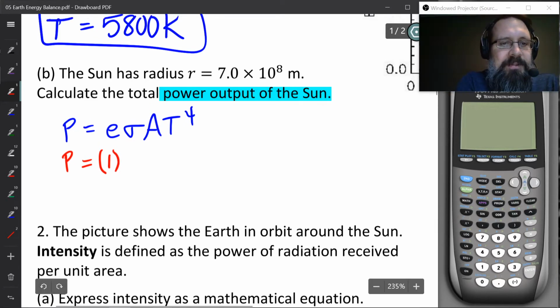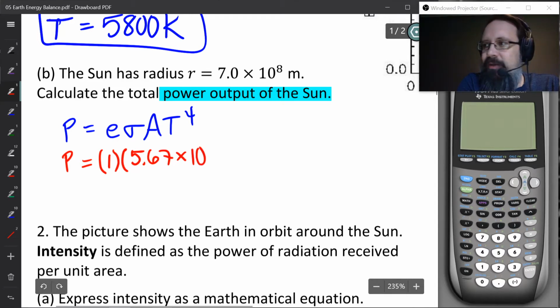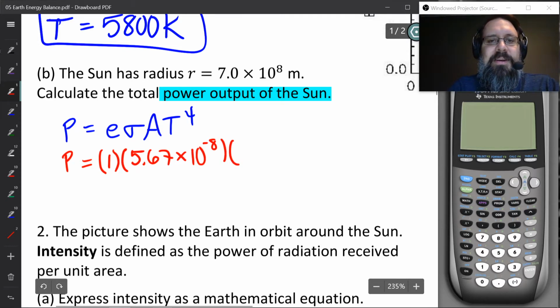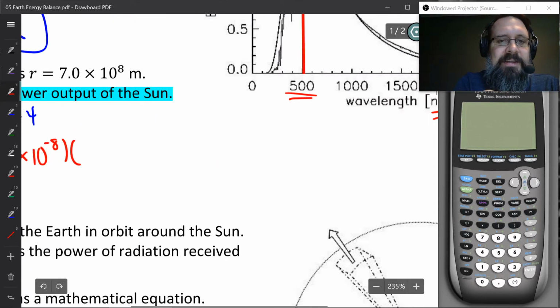The Stefan-Boltzmann constant, you can look it up in the data booklet. I'll just write it down. It's 5.67 times 10 to the negative 8th power. We're going to multiply by the surface area. So here's where it gets kind of weird. The sun is a sphere. So what's the surface area of a sphere?